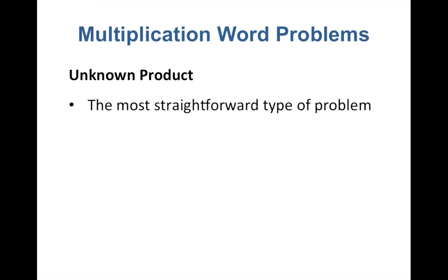This is where the product is the part that is unknown. You're given the number of items in one set, and you're given the multiplier amount, but you're not told the product. These are called unknown product problems, and they're the most straightforward type because when you are practicing multiplication facts in school, usually you're given 4 times 3 equals, and you have to fill in the blank. So these word problems are similar to that. The product is the part that you're solving for.